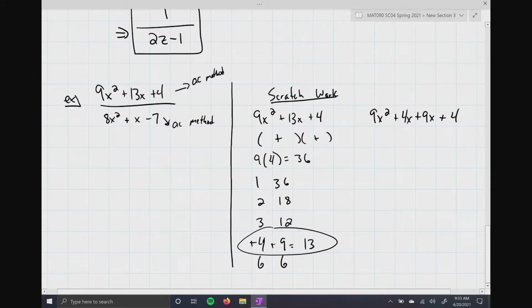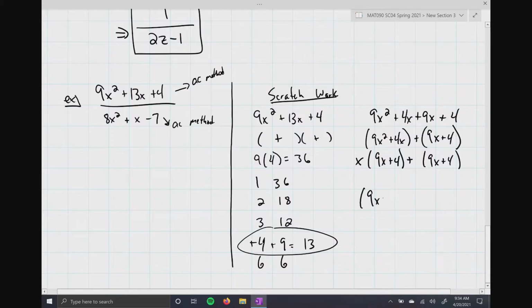Okay. Now I factor by grouping. 9x squared plus 4x is in the first group. And then in the second group, it is just 9x plus 4. Now I look for GCFs. I can factor out an x. Give me x times 9x plus 4. In the second grouping, there is no GCF. And that's okay. I know all the work that I've been doing is correct because the binomials inside the parentheses are correct. They're the same.